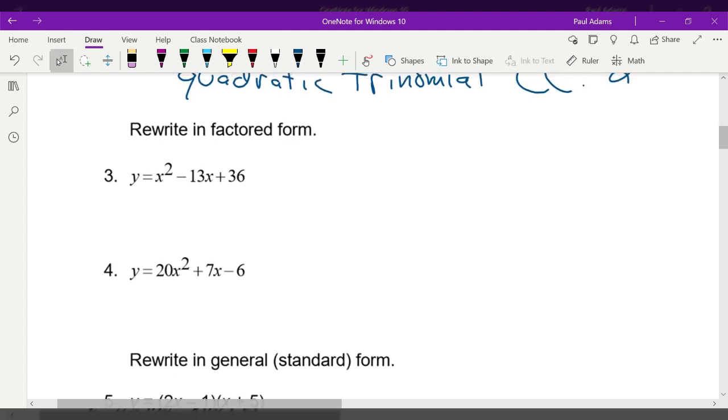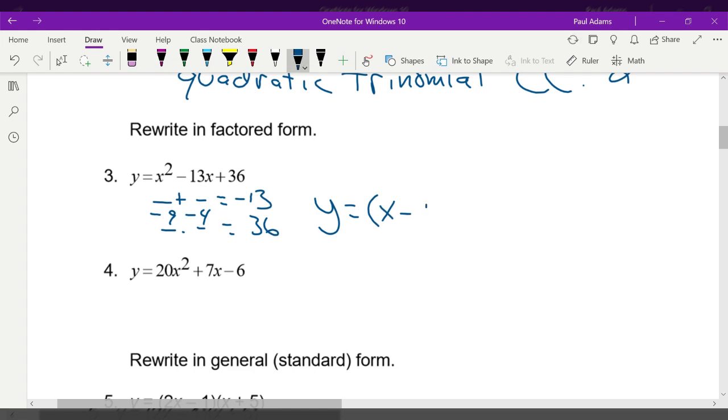Now, for number three, I want to rewrite this into factored form. So in this situation, it's what two numbers add to give us -13, multiply to give us 36. Since the b is negative and the c is positive, both values are going to be negative. In this case, it's -9 and -4. Since our a value is 1, our factors are just going to be x minus 9 and x minus 4.